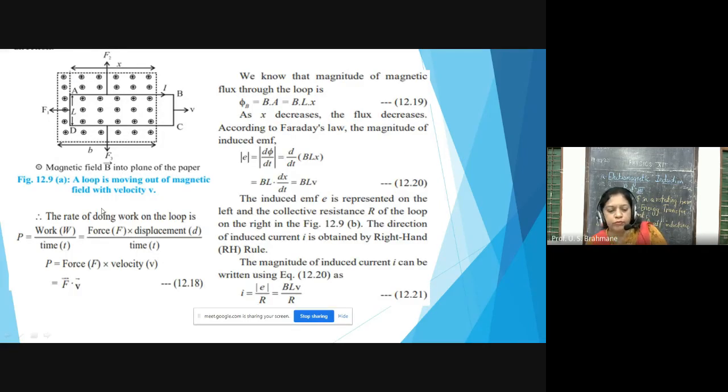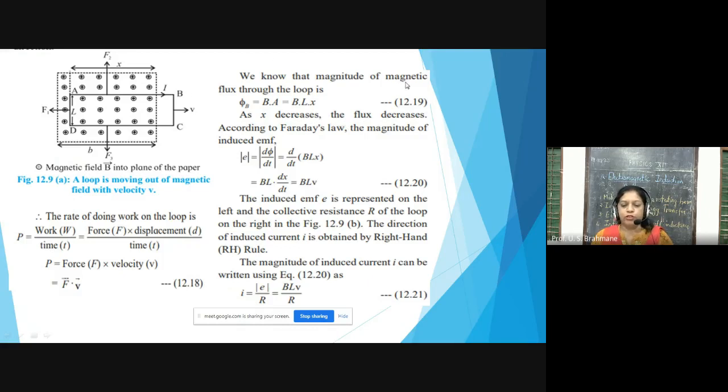Then the rate of doing work on the loop is P. We know the rate of work is nothing but power. P is equal to work W upon time. Work is force into displacement, and displacement upon time is velocity. So P is equal to force F into velocity, F dot V. Because it is pulled this side, it exerts a force in the opposite direction, as given by Lenz's law.